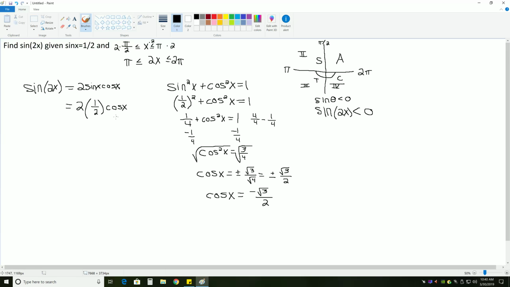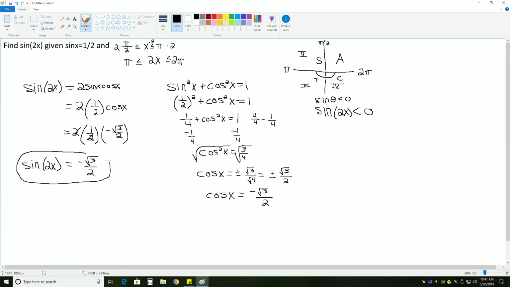And now we can plug that in for cosine x in this problem. We have 2 times 1/2 times cosine of x, which we said is negative root 3 over 2. And now we just want to start simplifying. 2 times 1/2 cancels out, leaving us with just 1 times the negative square root of 3 over 2. We get sine of 2x is equal to the negative square root of 3 over 2.